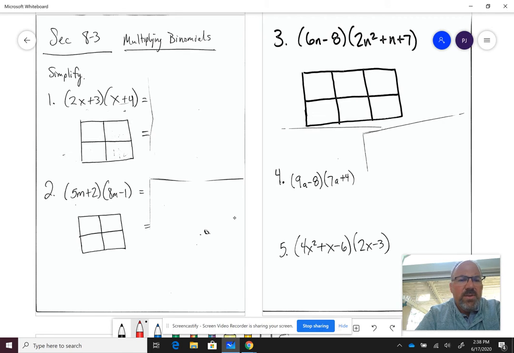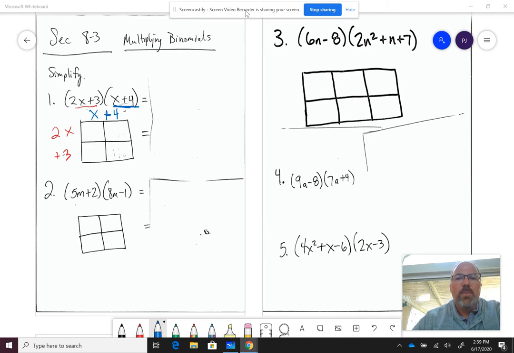What I do is I take one of these terms and I put it on the side. So if I take this first one, I write 2x plus 3, and I'll take the next one and write x plus 4. I want to include the signs as well. Then I'm going to fill these in by multiplying. We are multiplying the top term with the term on the left.